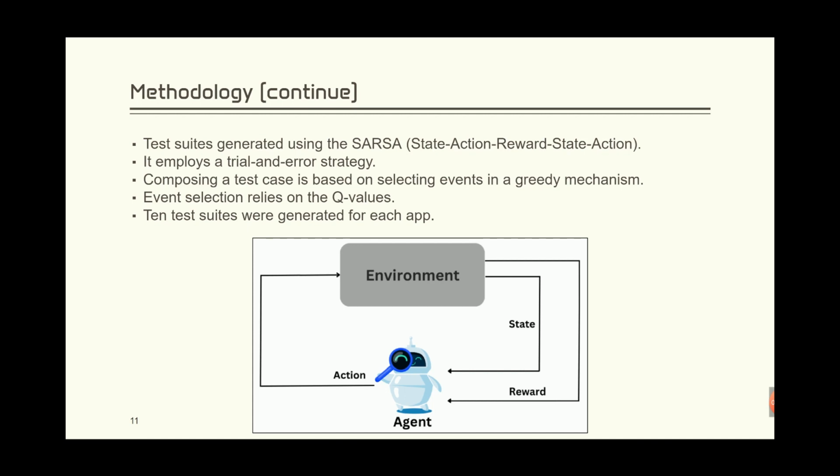The whole process of selecting and executing events will continue running and generating test suites for each application. And finally, 10 test suites were generated for each app to obtain more accurate results.